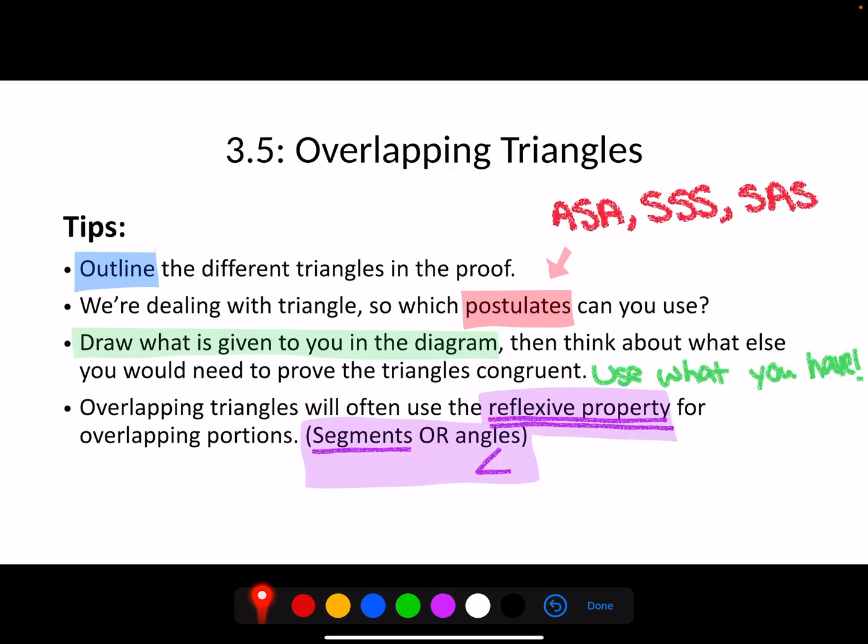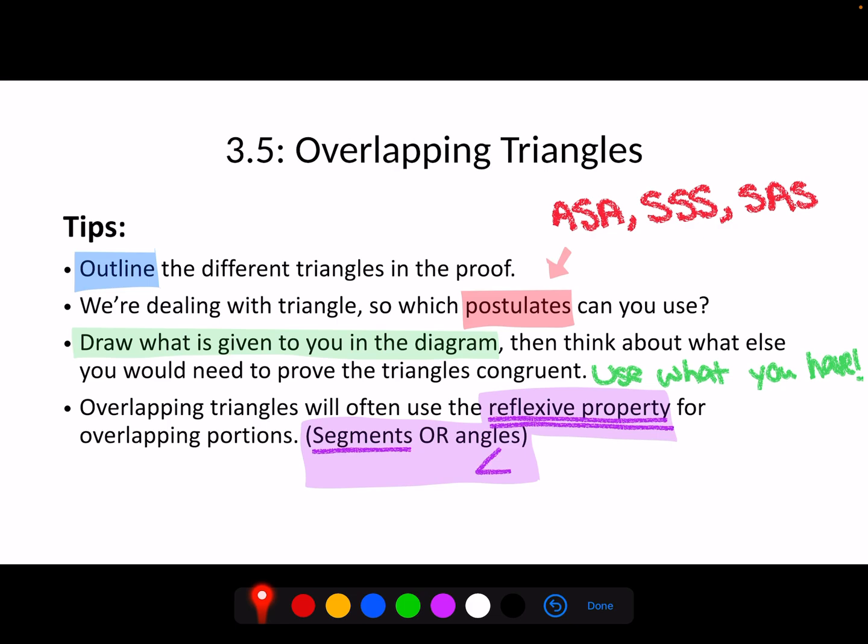Now, some tips to get started with overlapping triangles. The first thing that we need to know is we want to outline the different triangles in the proof. Oftentimes we're going to see multiple triangles in these types of proofs. It's very important that we use our given information to see which triangles I can actually prove are congruent. Now, sometimes you're going to notice that you're proving the wrong triangles are congruent and you get stuck. If that happens, go ahead and just take a second, look through your given information, and then see what you're trying to prove. And again, what we're trying to prove and the givens all should be on the same triangle. If they're not, then you're probably not going to be able to prove that they're congruent right away.